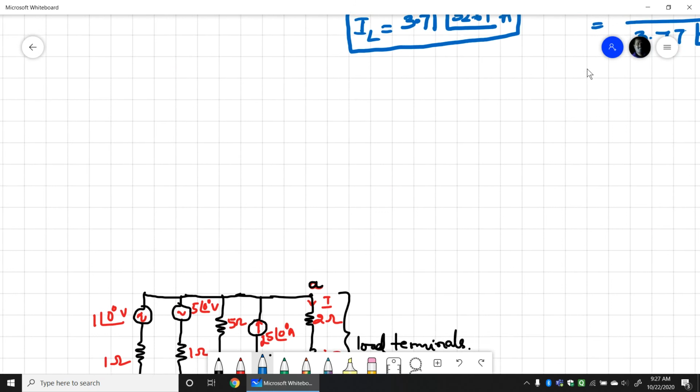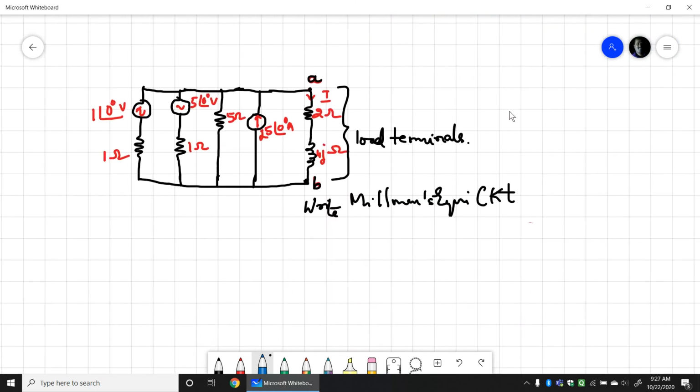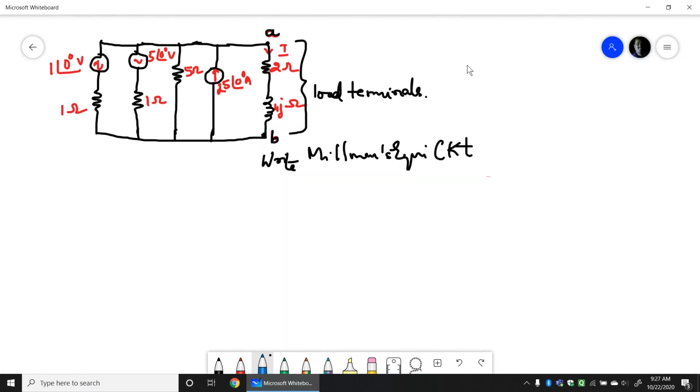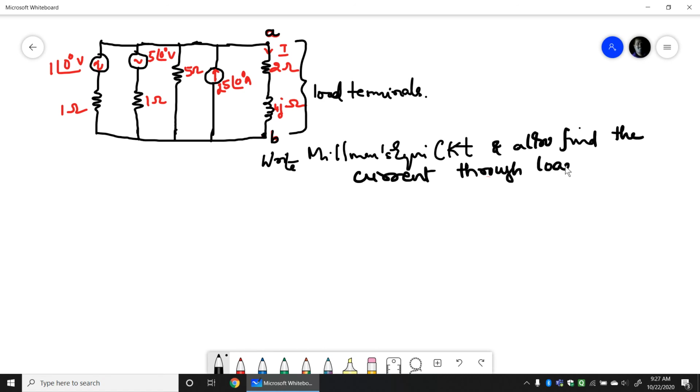Okay, now we'll go with the next problem. Now this is the problem which is given here. Again, write the Millman's equivalent circuit is the question, and also find the current through load. In this particular problem, you can see that 2 plus 4j is again a load, where I need to find out the current I, and we have been given this circuit.